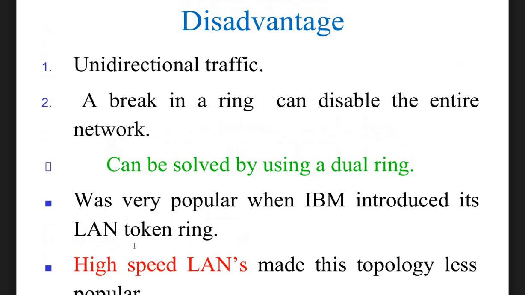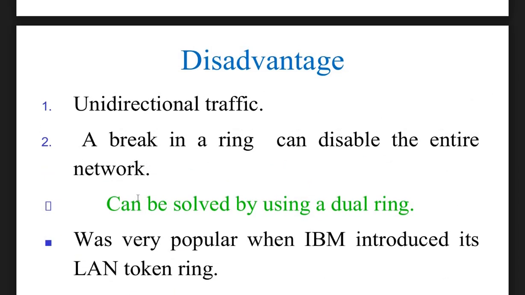But however, some disadvantages will be there. What are the disadvantages? Until it reaches the destination, it will be unidirectional, as I told you, right? So that is the disadvantage. Unidirectional traffic. A break in a ring can disable the entire network. A small cut in one ring and the entire system is gone, right? So how you can overcome this is to use a dual ring. If you use two rings, that will not be a problem.